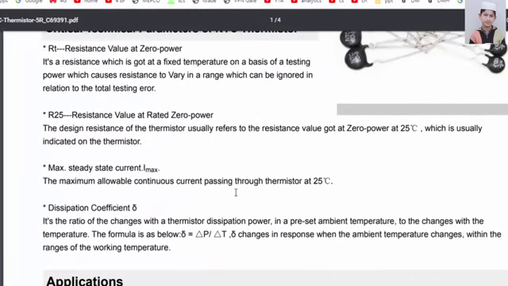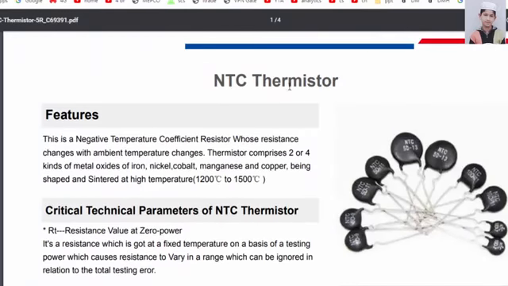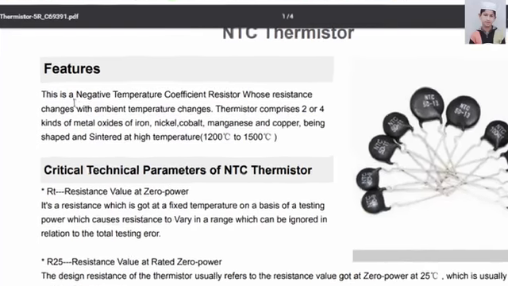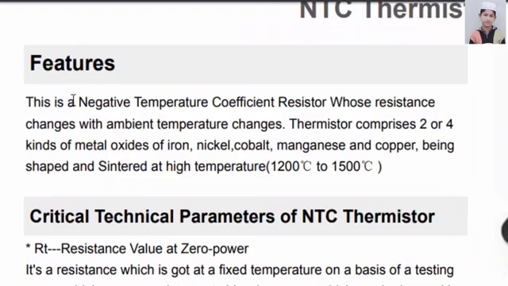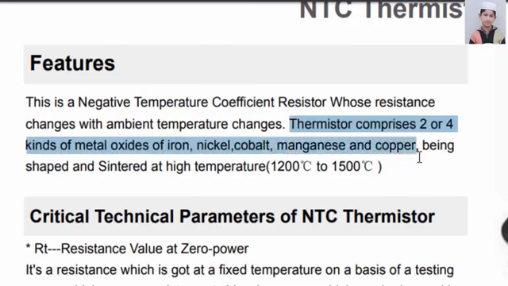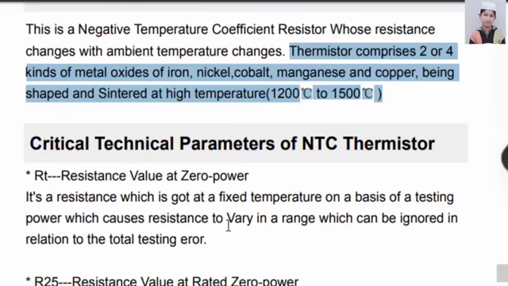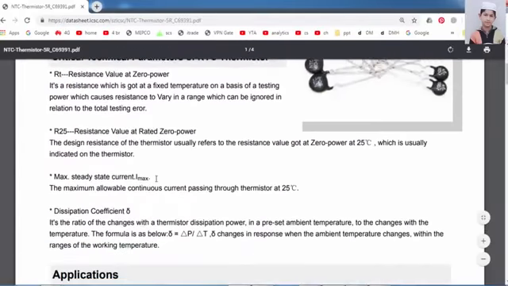Here is the complete data for NTC thermistor, NTC 10D9. It is a negative temperature coefficient resistor whose resistance changes with ambient temperature change. It is made from different metal oxides. Thermistor comprises 2 to 4 kinds of metal oxides of iron, nickel, cobalt, magnesium and copper. So it can be used in a very wide range of temperature.